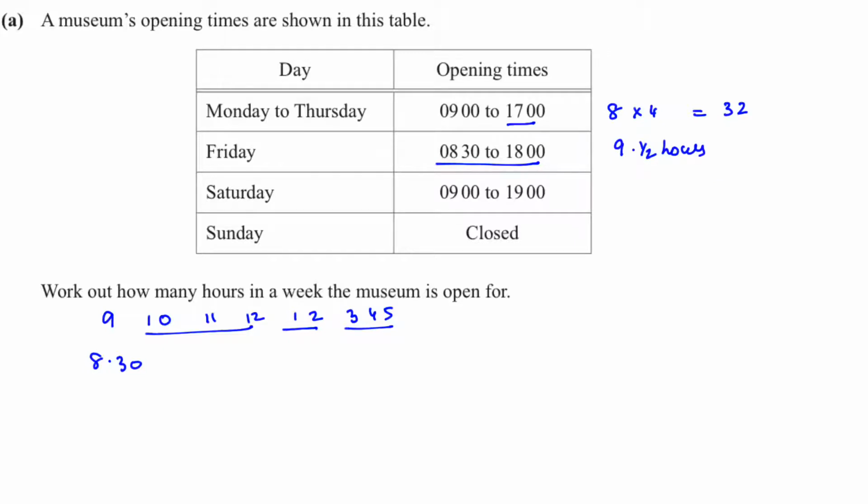And Saturday 9 to 19 is 10 hours. Now we just have to add all these hours together. So 32 plus 10 plus 9.5 will give us 51.5 hours.